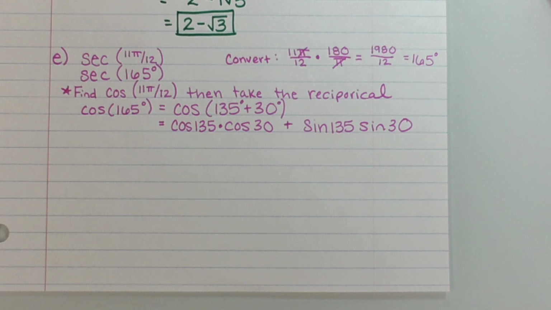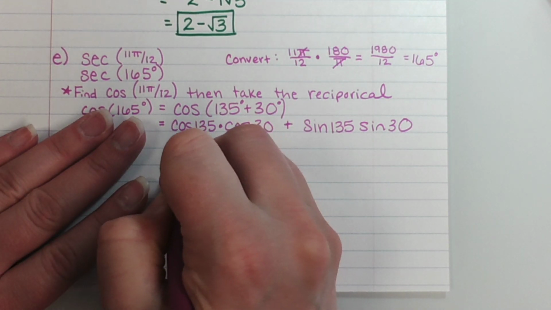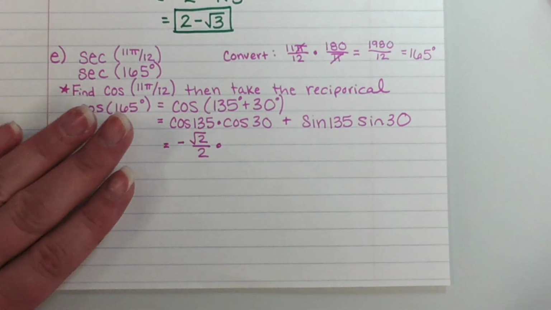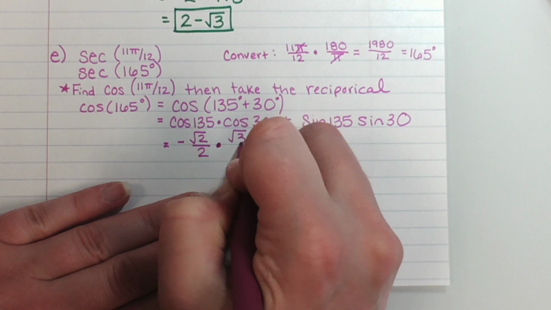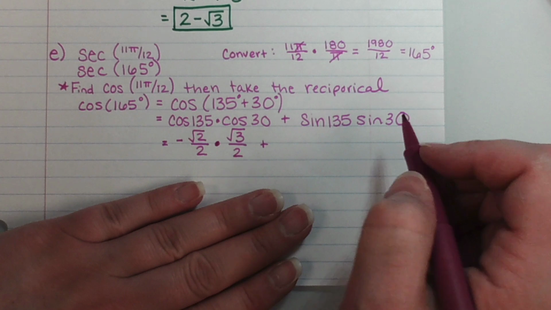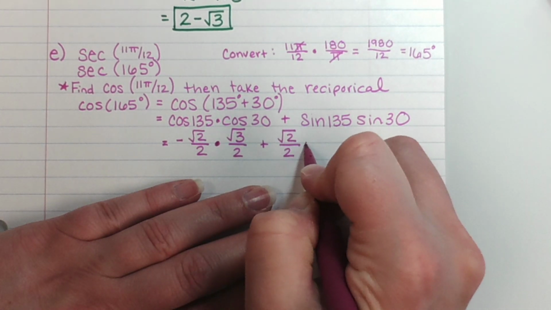Cosine messes everything up, sure. Okay. Cosine of 135 degrees. Negative square root of 2 over 2. Cosine of 30 degrees. Positive square root of 3 over 2. Plus sine of 135 degrees. Square root of 2 over 2.